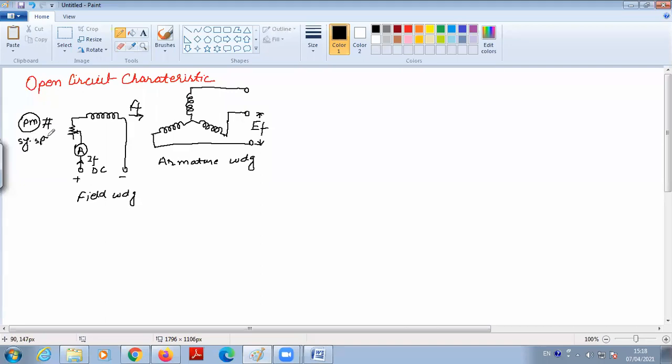Synchronous speed is there, and this is the field winding, which is on the rotor. So it is a rotating part, on the rotor of the alternator, and it produces the field flux Ff, which we have already discussed. And there is a DC excitation. We have connected one DC ammeter to measure the current, and the field current is represented by If. To vary that field current, we have inserted a resistance R in series with the field winding.